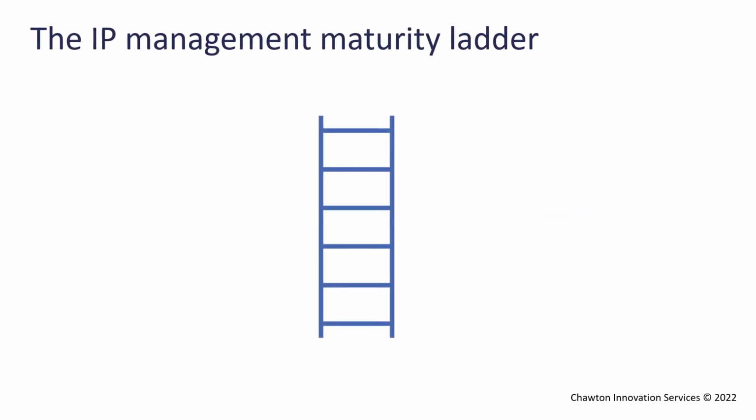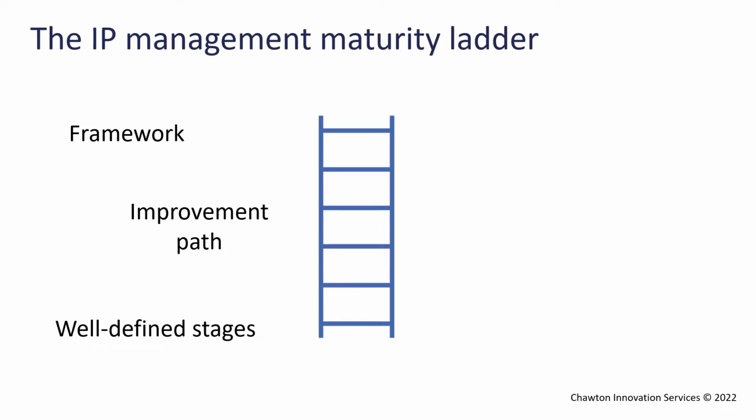The IP management maturity model is a framework that describes an improvement path from an ad hoc immature approach to IP management to a mature, disciplined, sophisticated approach. The IP management maturity ladder consists of well-defined steps or stages.